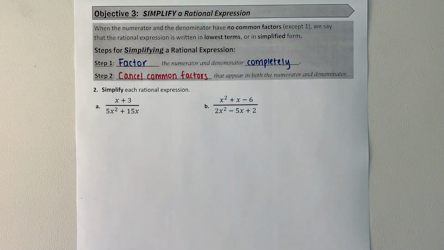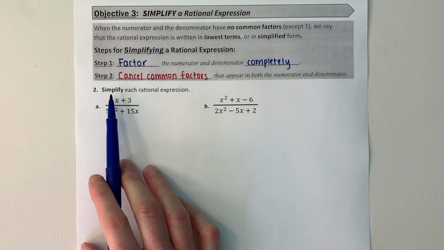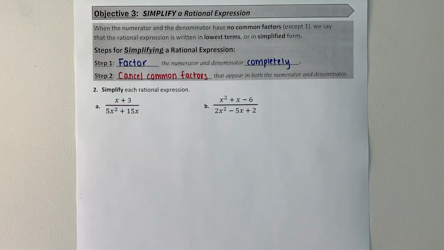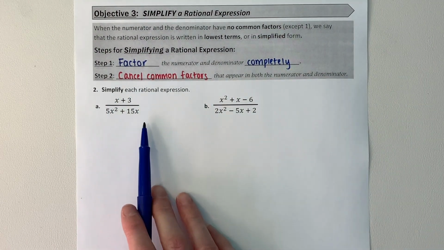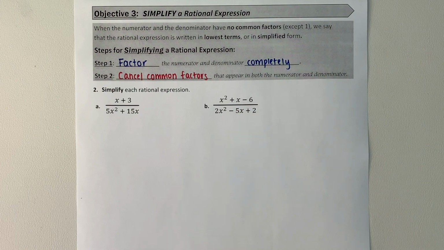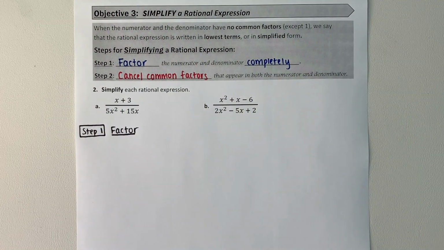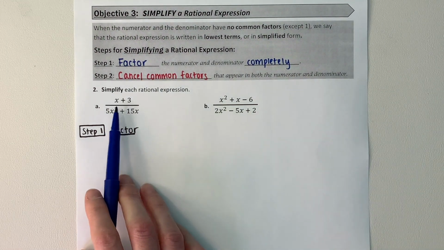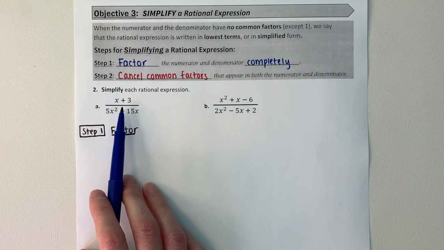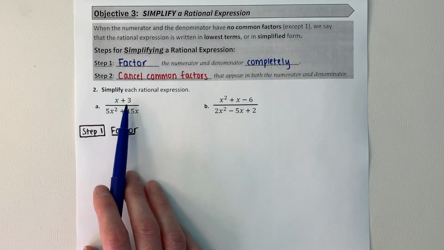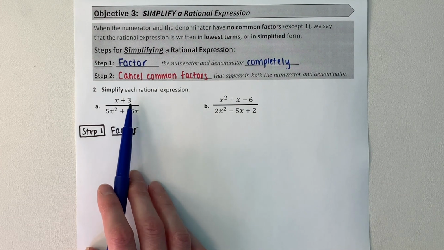Let's take a look at an example. For problem 2 here, we're asked to simplify each rational expression. Let's start by simplifying this rational expression here. When you're simplifying, step 1, we want to factor the numerator and the denominator. Let's look at the numerator first. The first step in any factoring problem is to check for a greatest common factor. There is no greatest common factor for this expression in the numerator. In fact, this expression in the numerator cannot be factored at all.